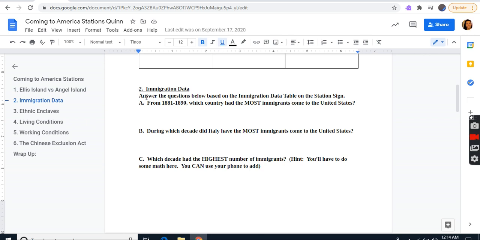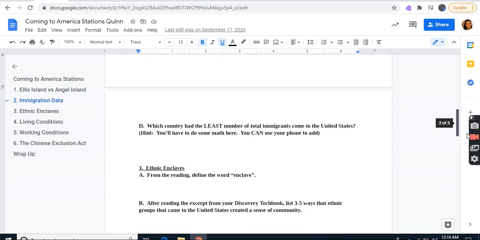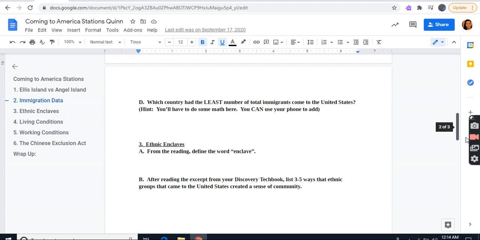I will allow this to read it for me. Immigration data. Answer the questions below based on the immigration data table on the station sign. From 1881 to 1890, which country had the most immigrants come to the United States? During which decade did Italy have the most immigrants come to the United States? Which decade has the highest number of immigrants? You will have to do some math here. You can use your phone to add, like a calculator. Which country had the least number of total immigrants come to the United States? Hint, you will have to do some math here. You can use your phone to add.